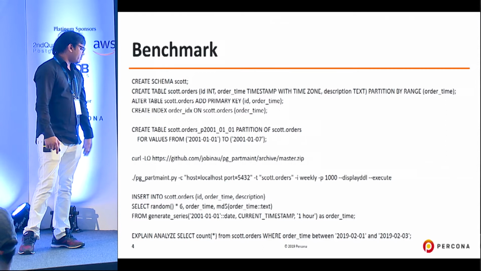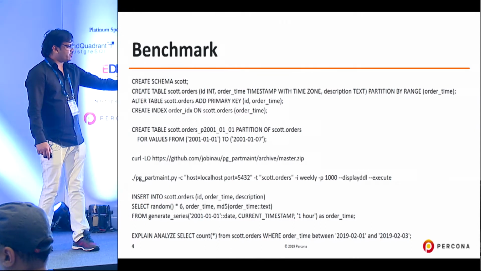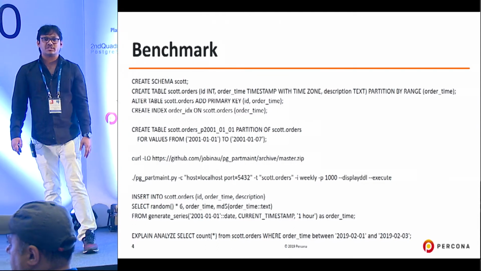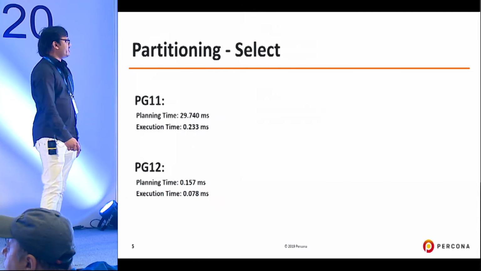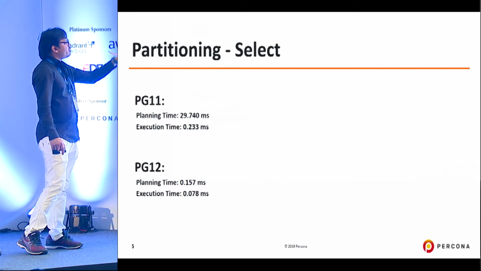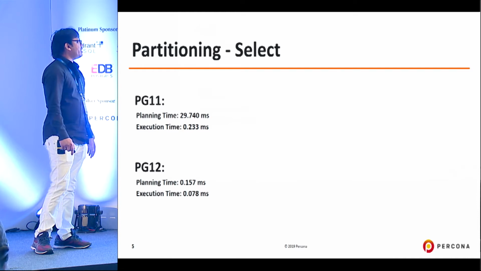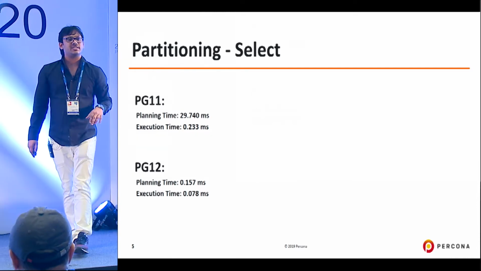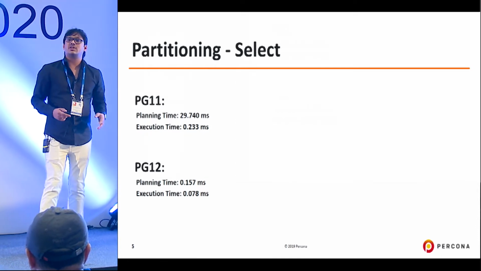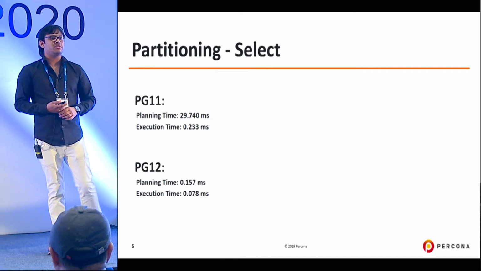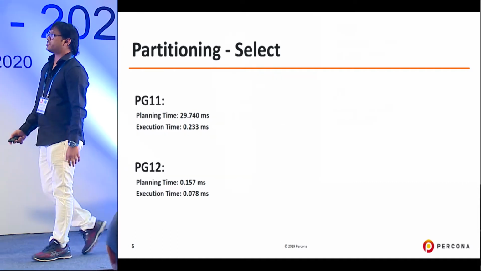After inserting, I ran an explain analyze, select count(*) from scott.orders where order_time between Feb 1st and 3rd. When I ran that, you see the difference. In PG11, the planning time is 29.740 milliseconds, whereas the planning time in PG12 is 0.157 milliseconds. Once the metadata is cached, it might further decrease in both. But especially when you have thousands of partitions, Postgres 12 is much more advanced. It's pretty much improved in terms of performance.